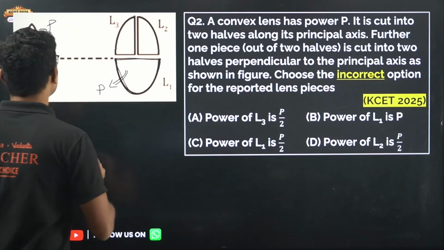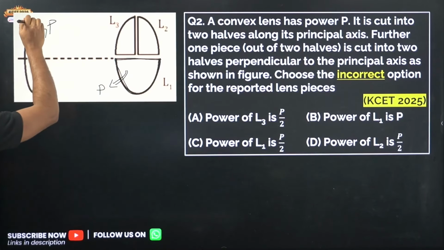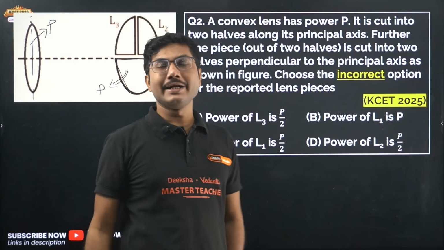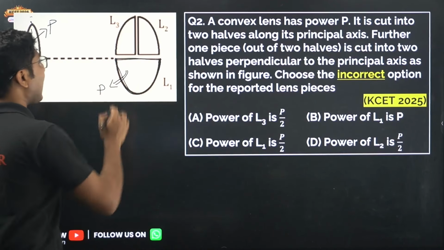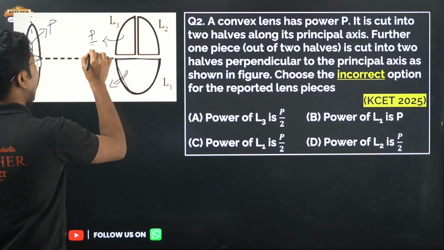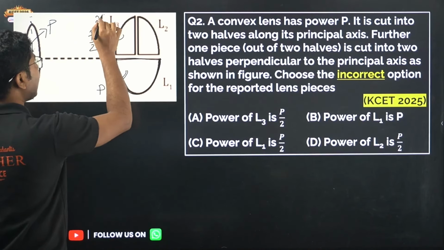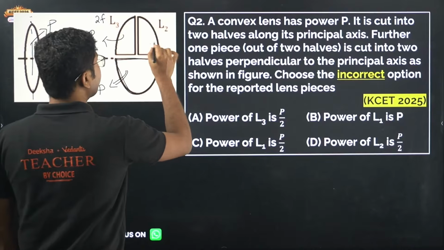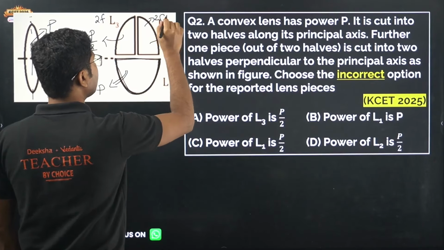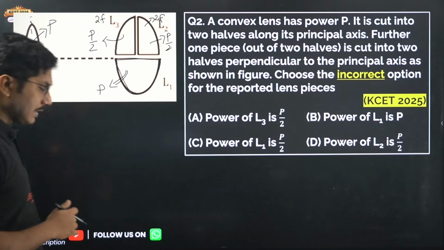Whereas if you cut it perpendicular to the axis of the lens, this is the axis of the lens, if you cut it along this side, the radius of curvature changes and the power becomes P by 2 and the focal length becomes twice the focal length. So this will also be P by 2 and the focal length will be 2f. Remember this.